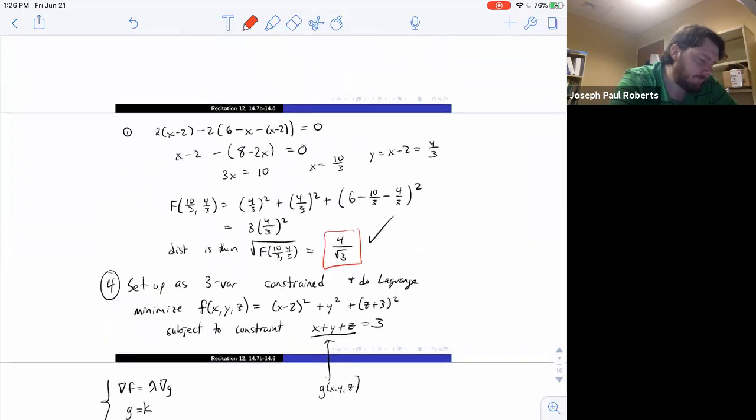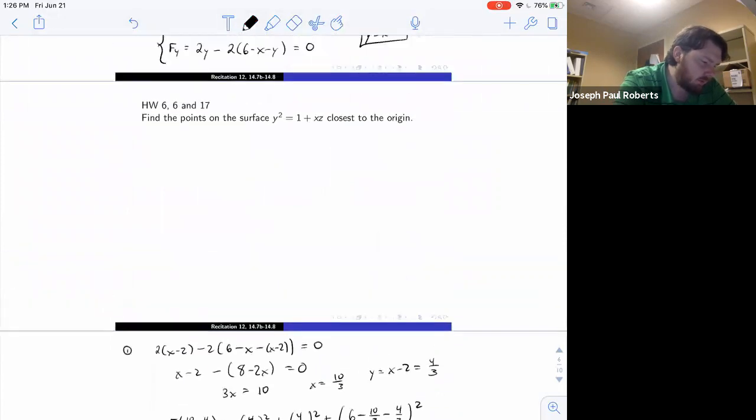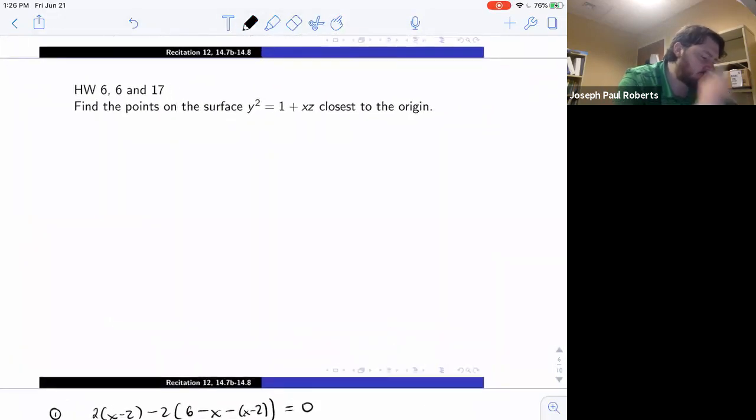But yeah, so I figured I'll do one more, 2 different ways. We're not going to have any geometrical approach that'll work. So another pair of repeated problems that maybe the constants changed a very little bit, but otherwise they're pretty much the same exact problem, is if you look at problems 6 and 17. So find the points on the surface y squared equals 1 plus xz closest to the origin. So it turns out, let me think here.